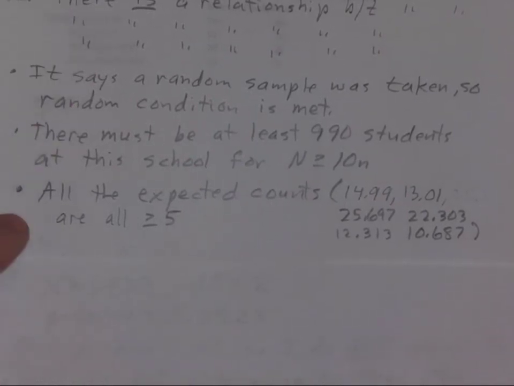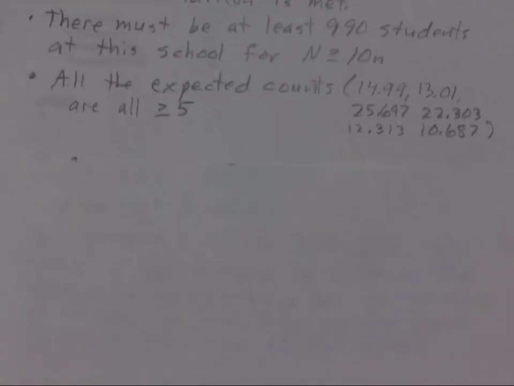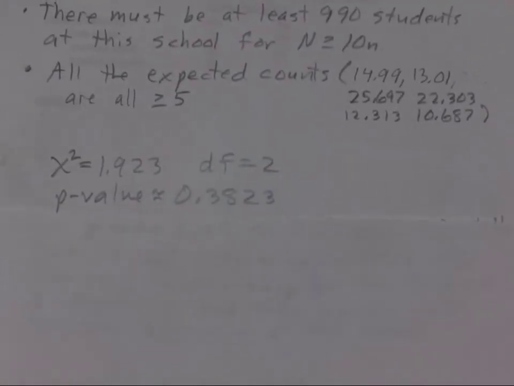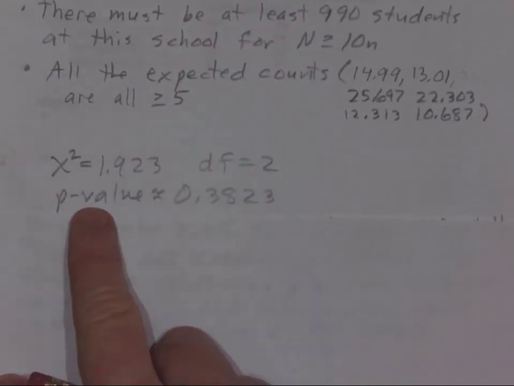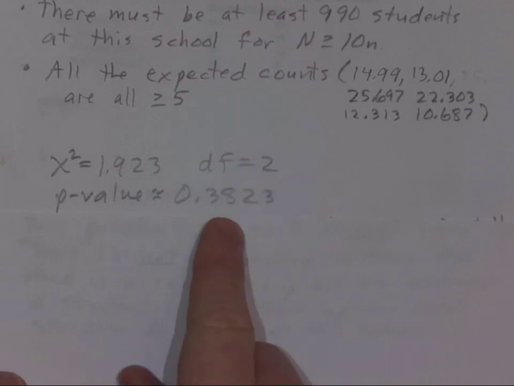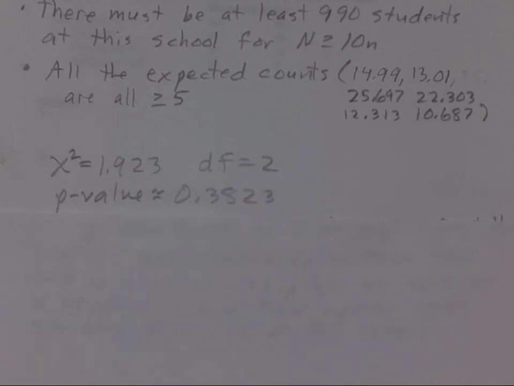So that is that. And so then your mechanics, okay, and so it ends up being, there's my chi-square test statistic, my degrees of freedom, and my p-value. Okay, so let me once again remind you how to do this with your calculator.